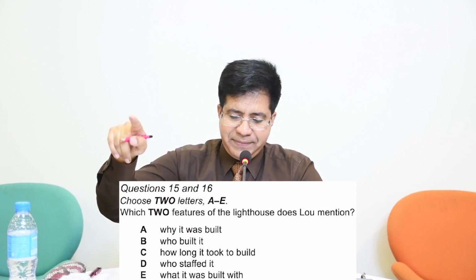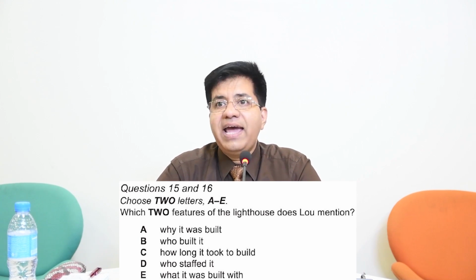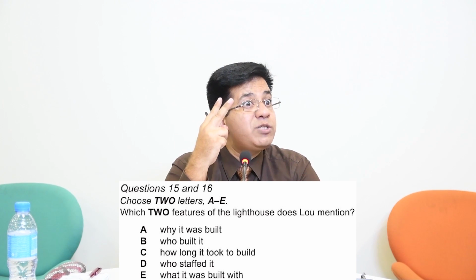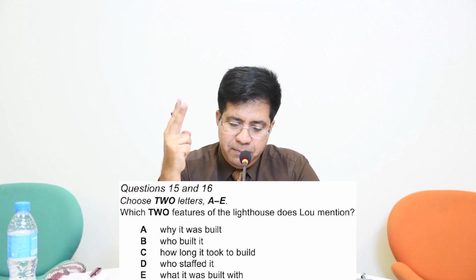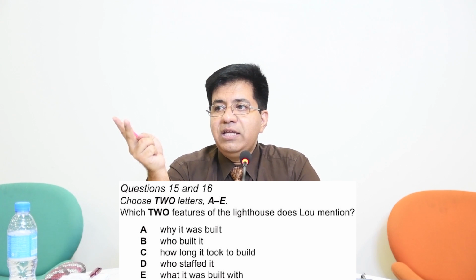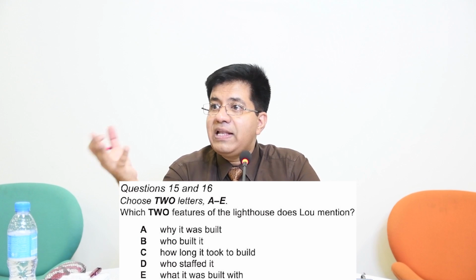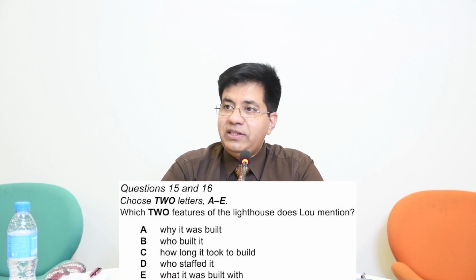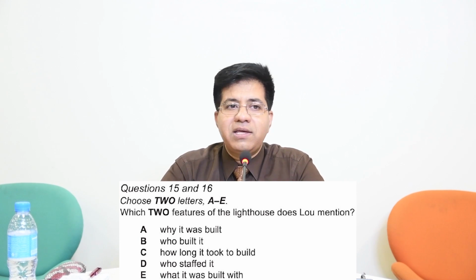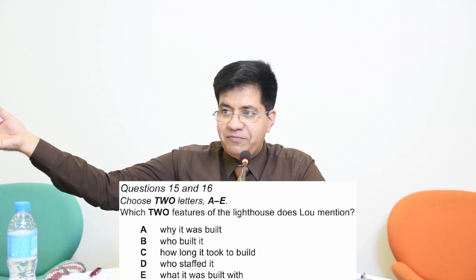Right? Have your sip of tea later. Which two features of the lighthouse? Two features, and he will speak about them positively. B, who built it? If he says, even today it is unknown who built this lighthouse. And if he says, this lighthouse was built by King Alfred or whatever.